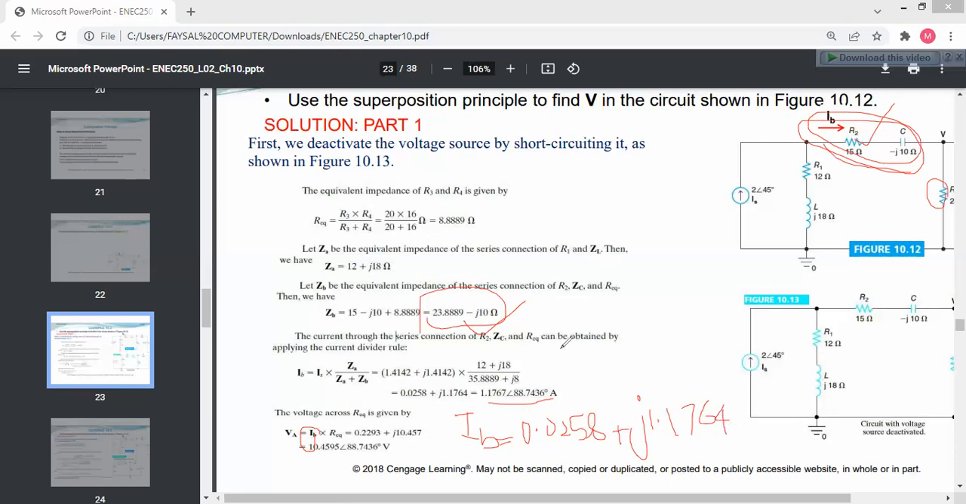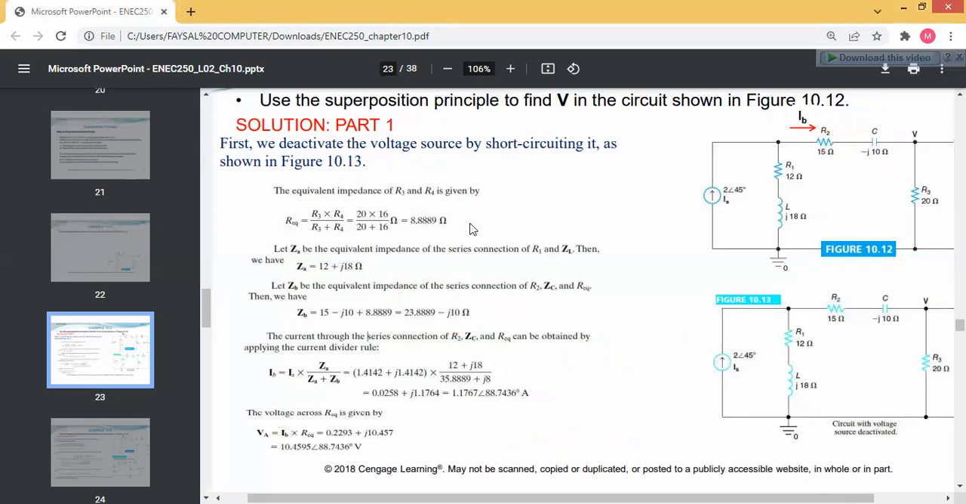And the value of R equivalency is equal to 8.8889. So these are the two values, and after this I can find the value of VA. So the VA value is 110.4504 with the angle of 88.7436. Okay, so this is part number one.